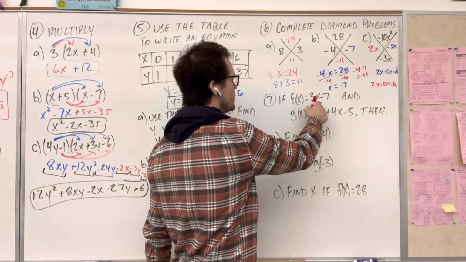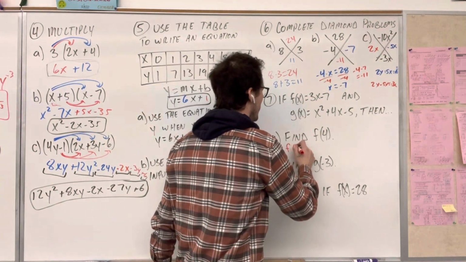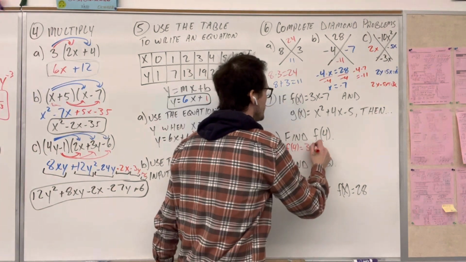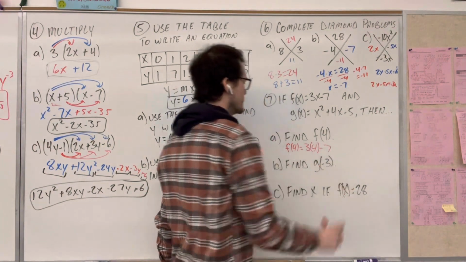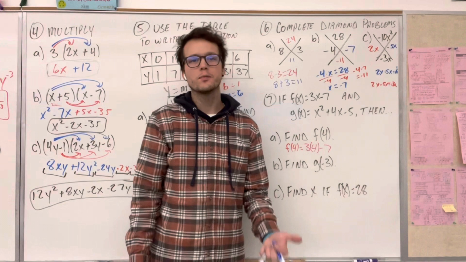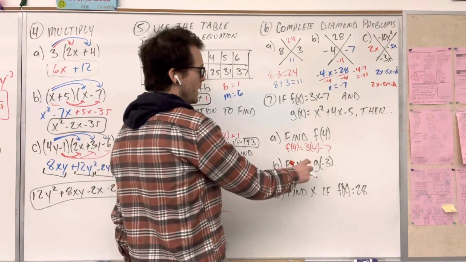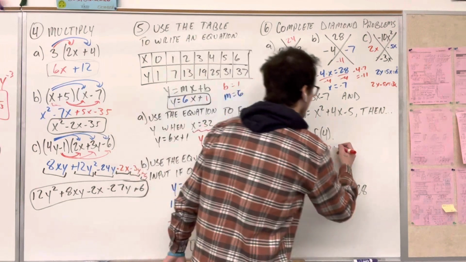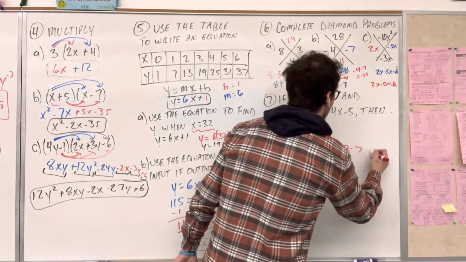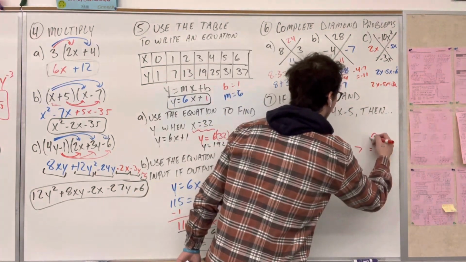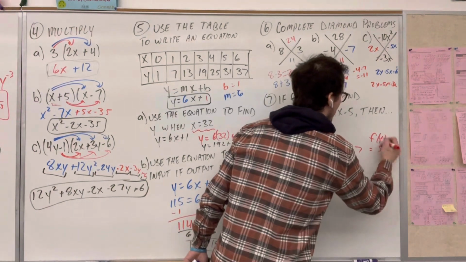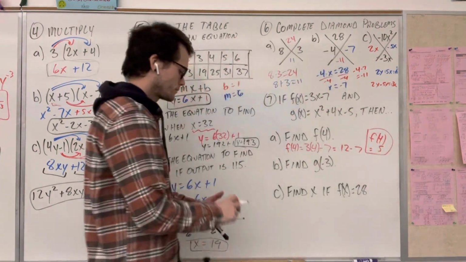So if f of x equals 3x minus 7, then f of 4 equals 3 times 4 minus 7. So this is just like the quadratic problem from the last video, but shorter and quicker. So now we just PEMDAS it. 3 times 4 is 12, minus 7 is 5. So f of 4 equals 5.